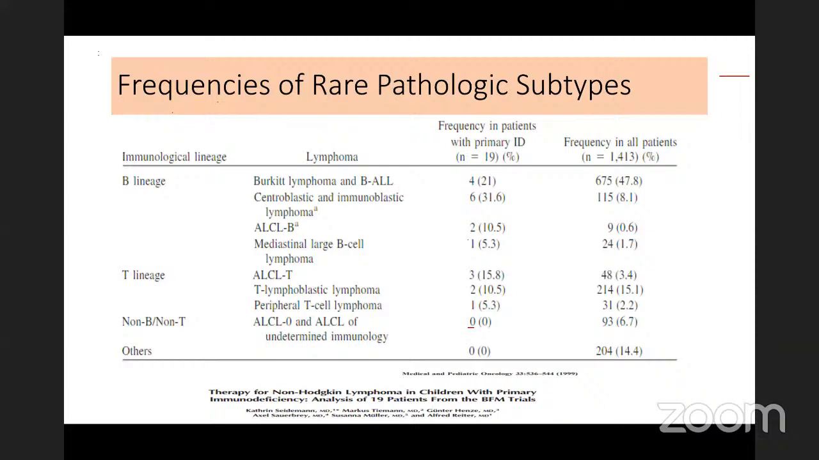Okay. As regards the pathological subtype, when you compare the primary immunodeficiency and the normal patients, there is some prevalence of some rare immunopathological subtype, like the centroblastic immunoblastic type, which constitutes 31% in the primary immunodeficiency patients compared to 8% in the normal non-immunodeficiency patients.